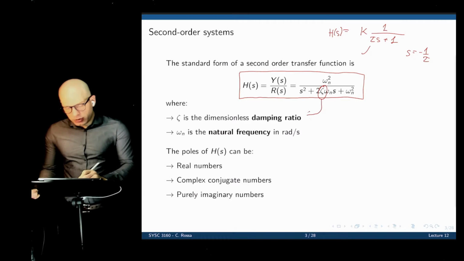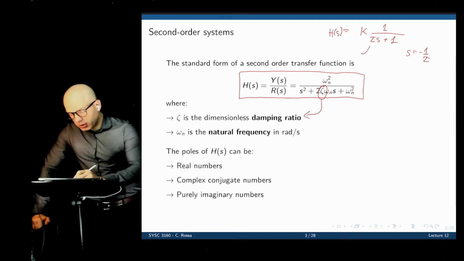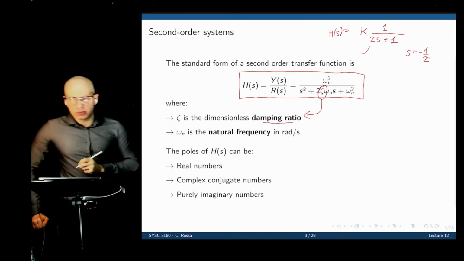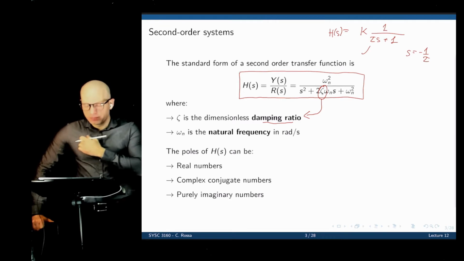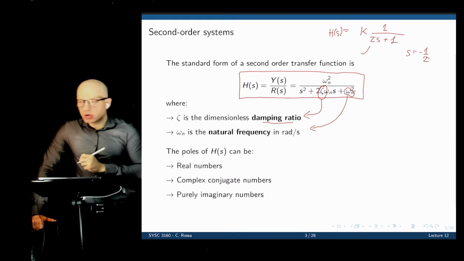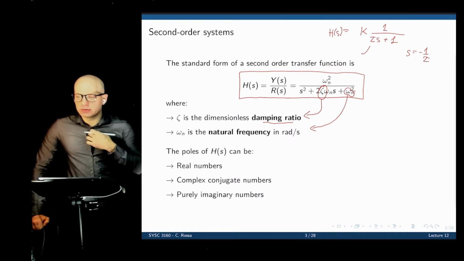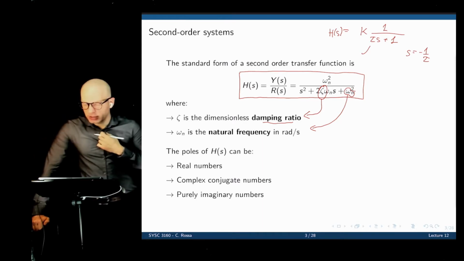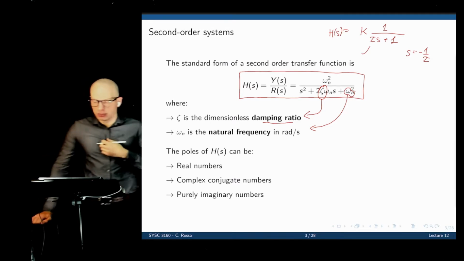And zeta is what we're going to call the damping ratio. This is a very important concept we're going to use throughout the lecture. It's the damping ratio, and it has no dimension. It's just a constant number. And we have also omega n, which is what we call the natural frequency of the system in radians per second. Okay, so two variables in a second order transfer function now: omega n, the natural frequency, and zeta, the damping ratio.